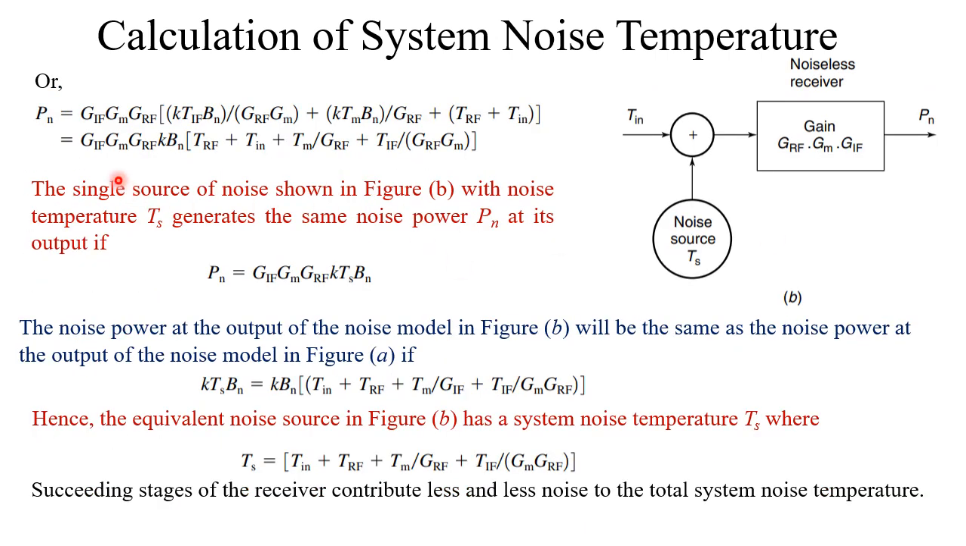So that can also be written in a slightly different way. You just take GIF, Gm, GRF common, and it becomes GIF, Gm, GRF, k Bn, and inside the bracket you have TRF plus Tin plus Tm by GRF plus TIF by GRF Gm, right?